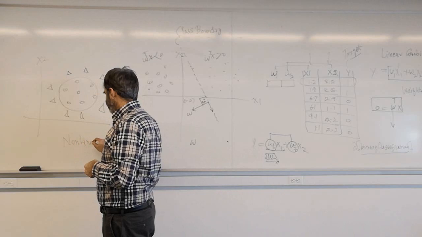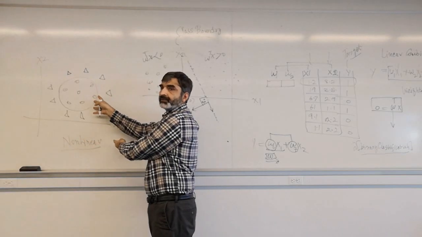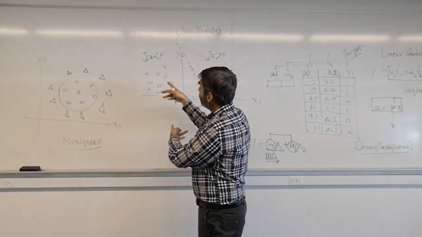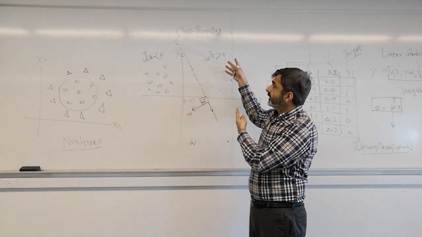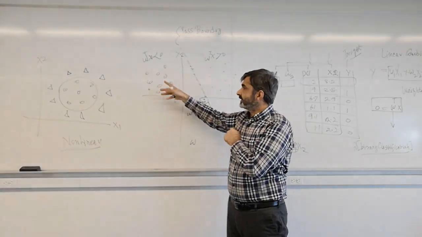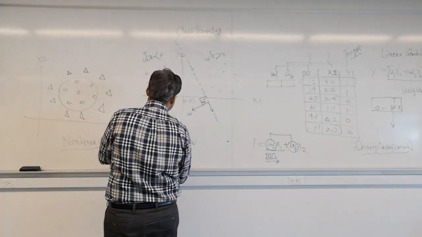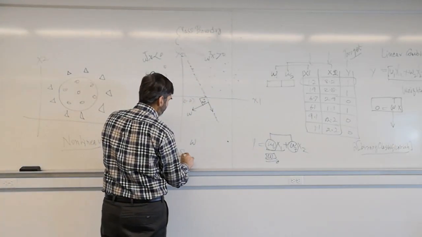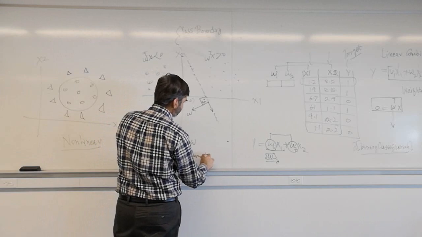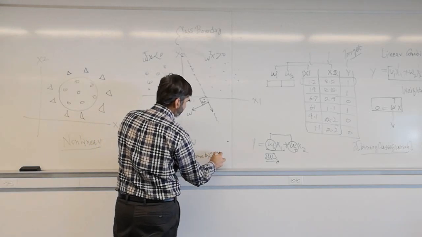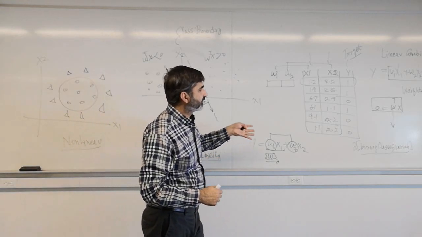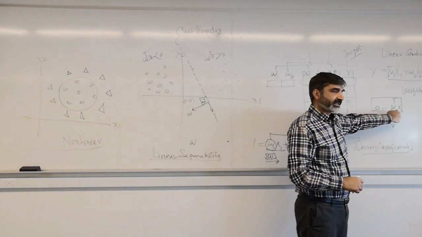We will close our eyes for this moment. We don't want to solve it for now. Only this kind of problem, where the classes or data points are linearly separable. Linear separability is our assumption. If it is the case, a simple solution could be W transpose X.